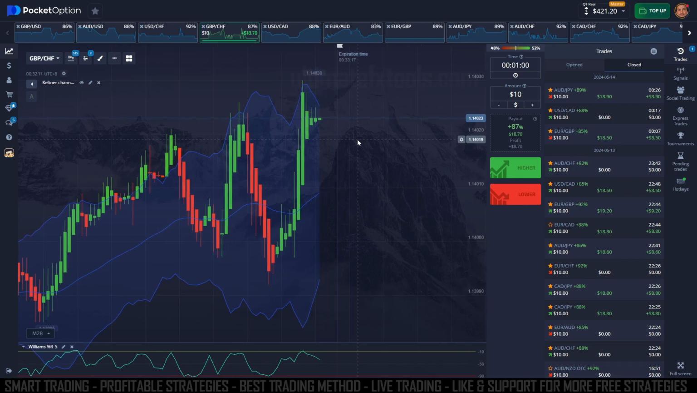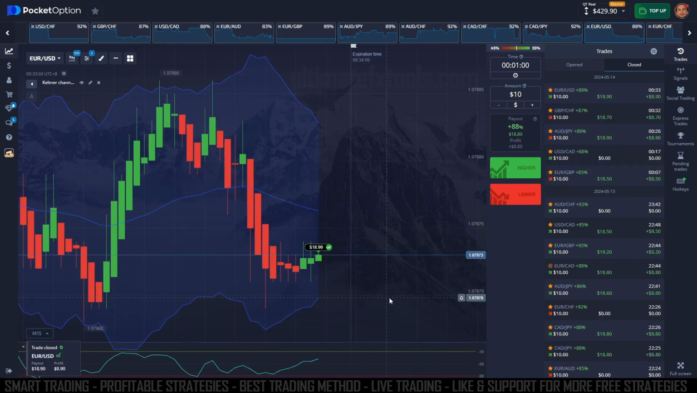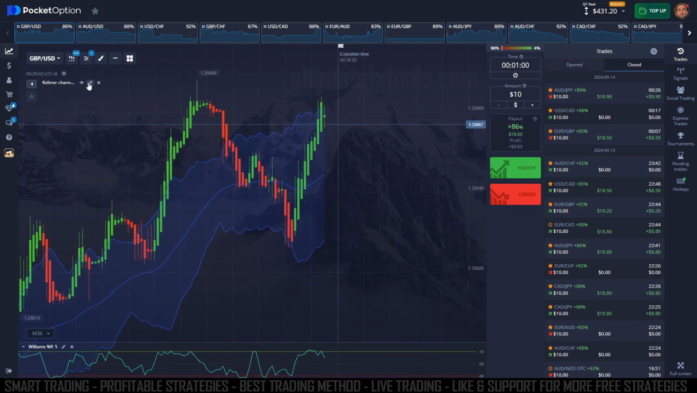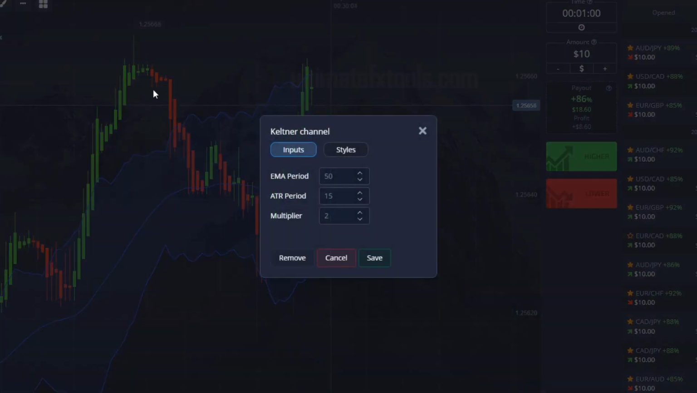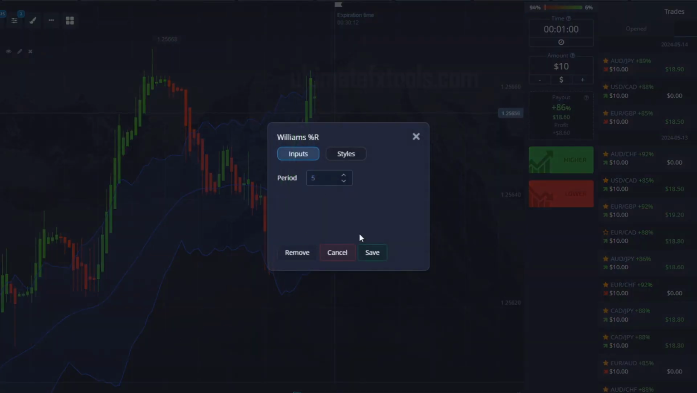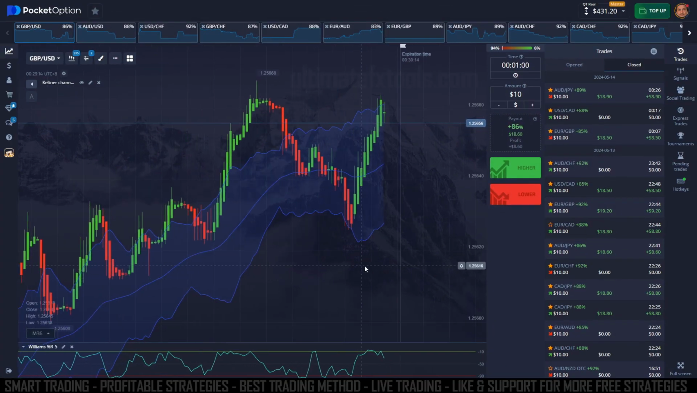We have a trading strategy that implements a solid risk management system. First, we must attach our oscillator, the Keltner channel indicator, with an EMA period of 50, an ATR period of 15, and a multiplier of 2. Then, let's set our Williams percentage range to 5. Now we can trade with our method.